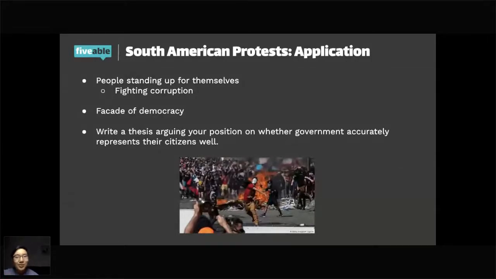There's also that facade of democracy, where it appears like a country's democratic, they're having elections, but it's not actually material, it's not really a democracy. They're just having votes for fun. So here, write a thesis arguing your position on whether government accurately represents its citizens well.